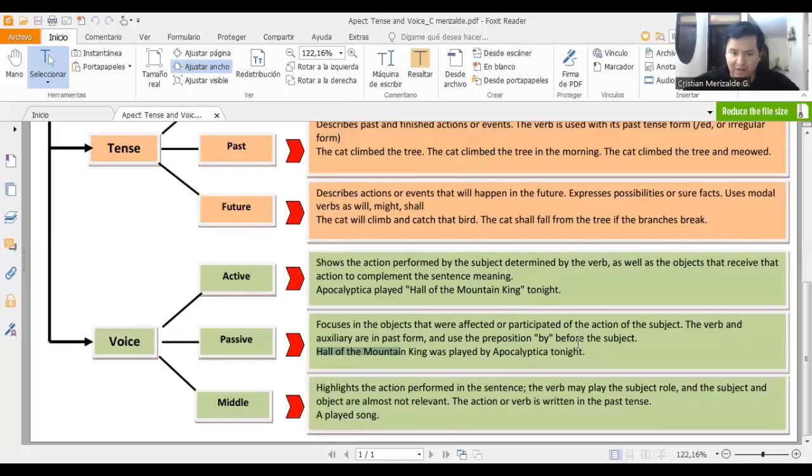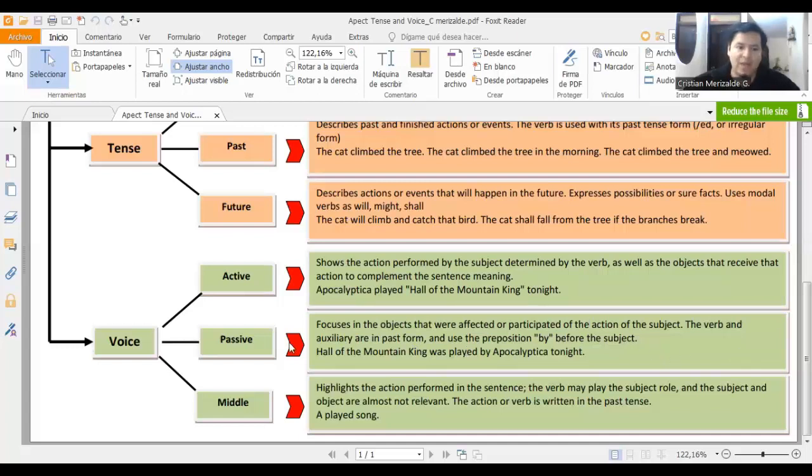So we have here all that description. First, we have the object, that is Call of the Mountain King, and that is affected. It means that "was played" is in past, and also "played" is in past form. "By" is the preposition, and Apocalyptica, in this sentence, is playing the role of subject. So let's check the difference. Active focuses directly on the action of the subject, while passive voice focuses more on the object that is affected by the action of the verb.